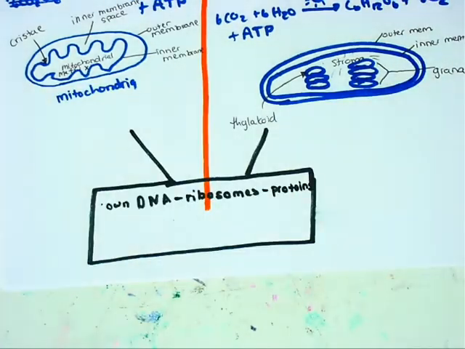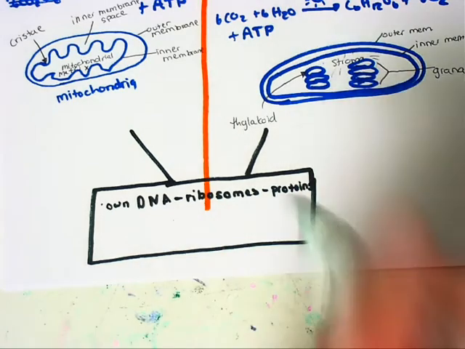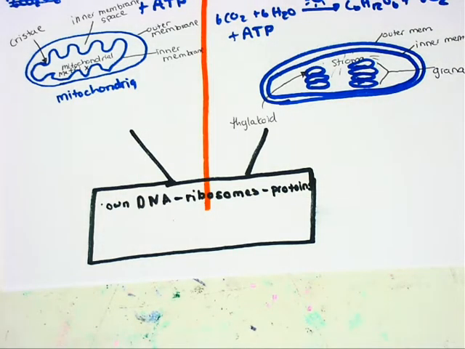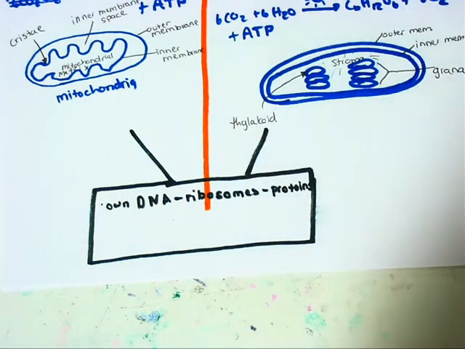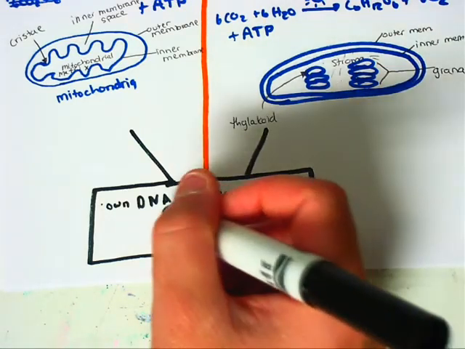They have their own DNA, their own ribosomes, and their own proteins. That seems weird because when we said DNA back in the day, like yesterday, I said DNA and you said nucleus. That's where it's at. Or nucleoid region if you're a prokaryote. But here you see that they have their own DNA. That seems weird because this is supposed to be an organelle that exists only with the rest of the cell. But you're seeing that this has its own DNA.